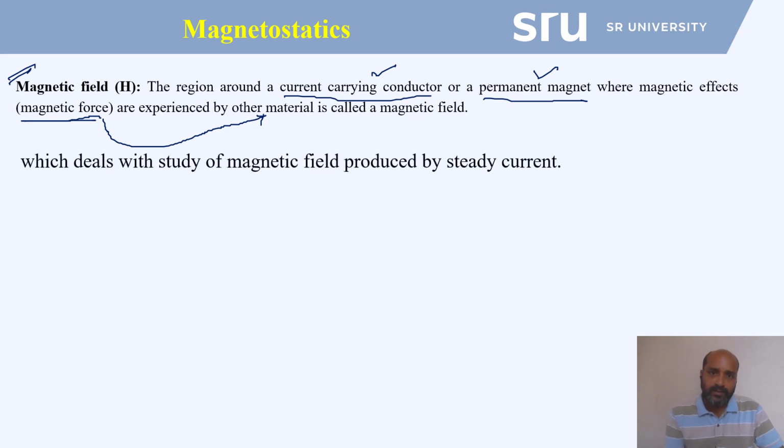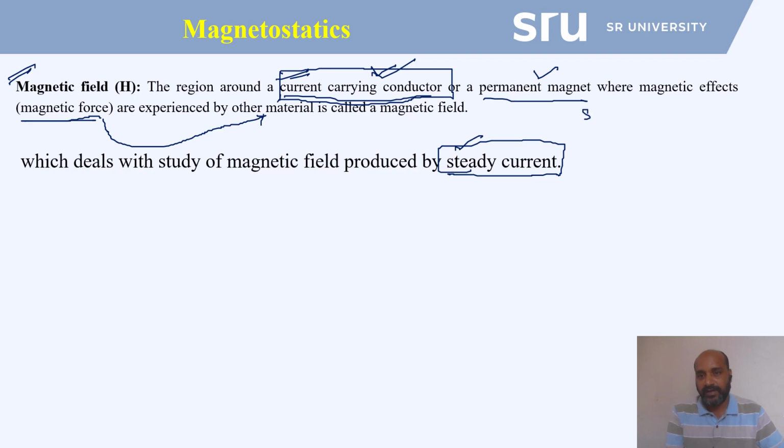Now, in magnetostatics, we are specifically focusing on a source for the magnetic field that is a current carrying conductor. So throughout the video, the source for the magnetic field is a current carrying conductor. But here we specifically mention that the current is a steady current. What does it mean by steady? The term itself is a little bit interesting.